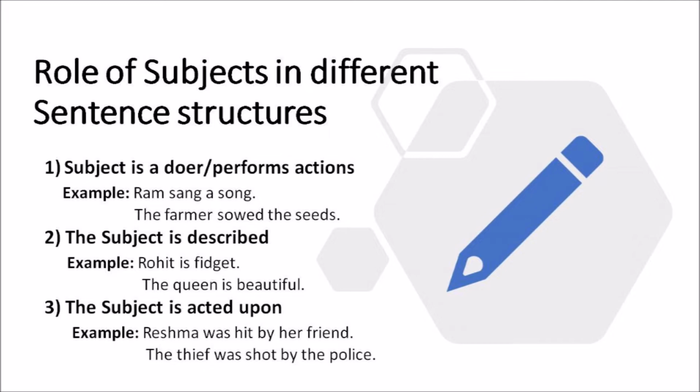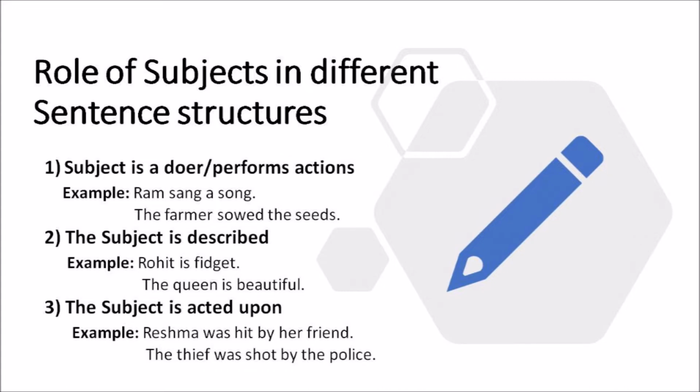The third is the subject is acted upon. Reshma was hit by her friend. The thief was shot by the police. So who was hit by the friend? Reshma, we get the answer. Who was shot by the police? The thief. So the action is acted upon the subject. The subjects are Reshma and the thief.